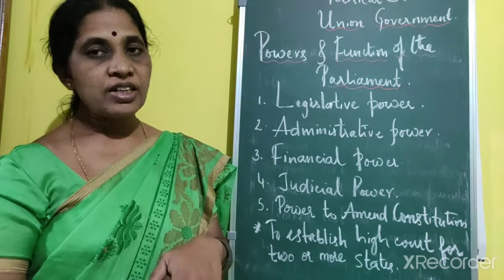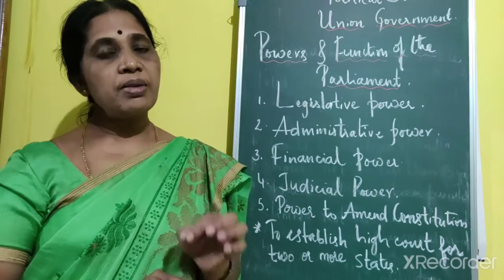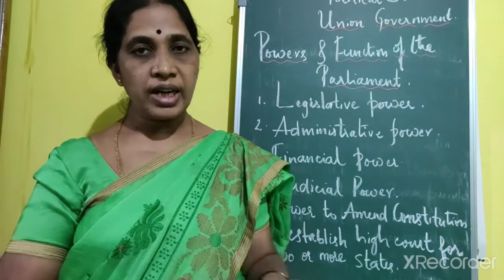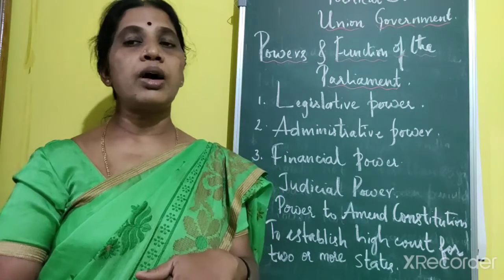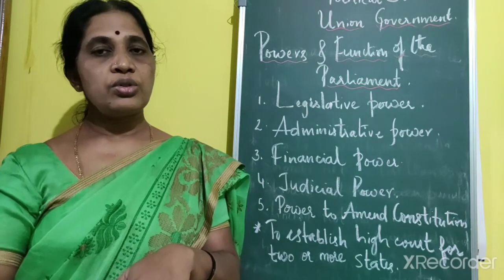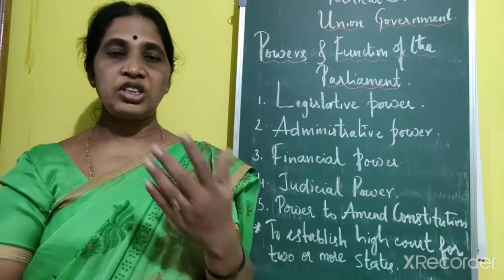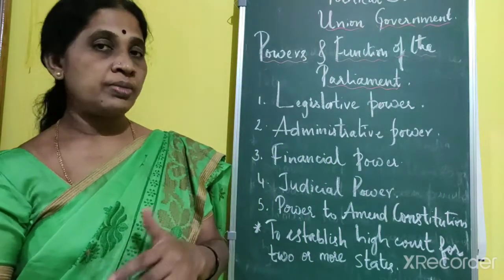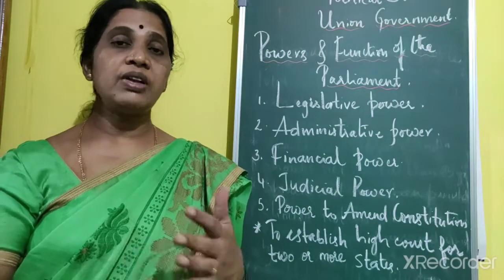The next is financial power. As I told, a financial bill must be presented in the parliament. The government cannot levy, that means impose, any tax or spend any money without the approval of the Lok Sabha. So the financial bill must be introduced in the Lok Sabha. After it has been passed in the Lok Sabha, it will be forwarded to the Rajya Sabha, and after the approval of both the houses, it will be sent to the president for approval, and after the president's signature, the bill will be passed.